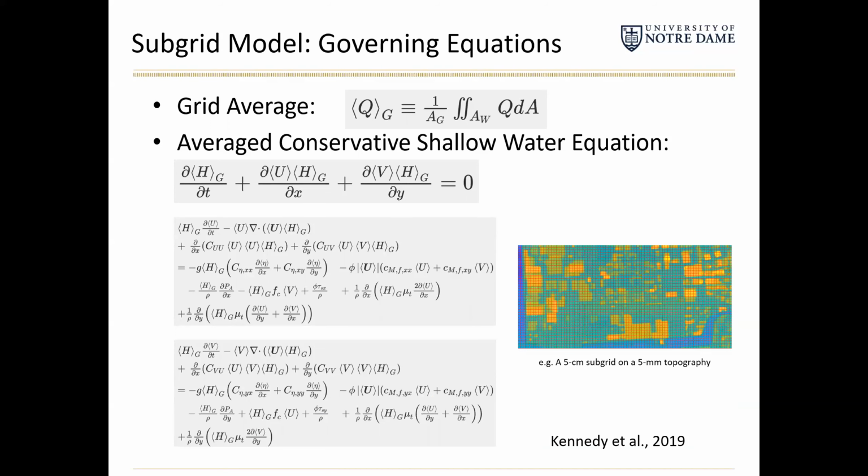And here is a simple summary of the governing equations of our subgrid model. The model uses a grid-averaged conservative shallow water equation. The model takes a high resolution topography as input and generates a coarser subgrid through a grid averaging process, which takes the wet and dry conditions of each area in the original topography into account, so that it has higher accuracy than simply using a low resolution grid. The figure on the right side is an example of a 5 centimeter subgrid averaged from the 5 millimeter topography. The model takes care of the averaging process and runs on the coarser grid.